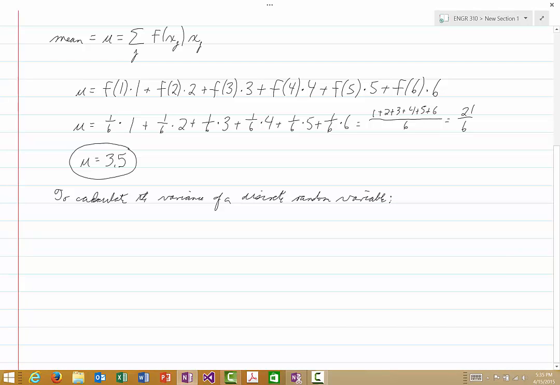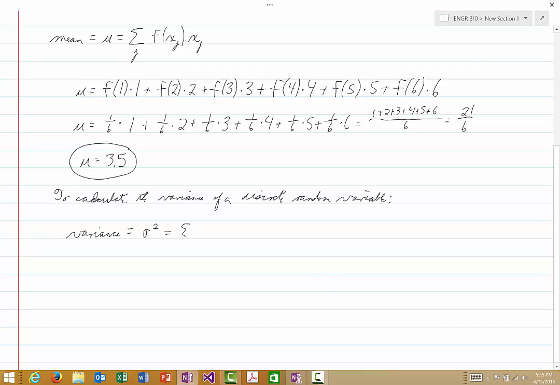well, first of all, variance, the symbol for variance is sigma squared. And again, just as mu is the symbol for mean for both discrete and continuous random variables, so is sigma squared the symbol for the variance for both discrete and continuous random variables. But the way that it's calculated for a discrete random variable is the following.